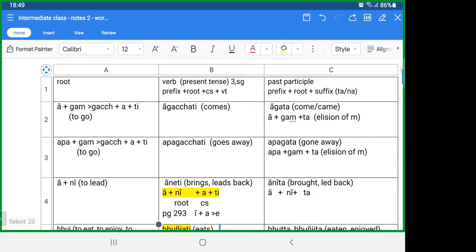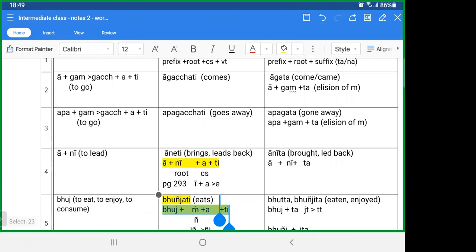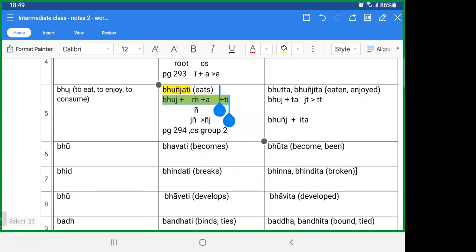Then the rest like agacchati, apagacchati, I think all these are very easy for you all, right? There's also bhū, so this is very easy. If you look at this one, how do you get bhūta? It's so easy. Okay, now we look at the meaning of bhū first. Okay, go back to lesson 15. Bhū here is becomes, so to be, right? So becomes.